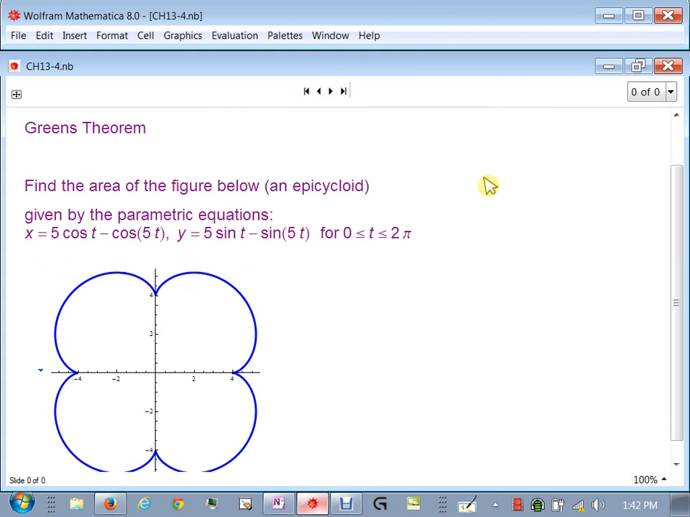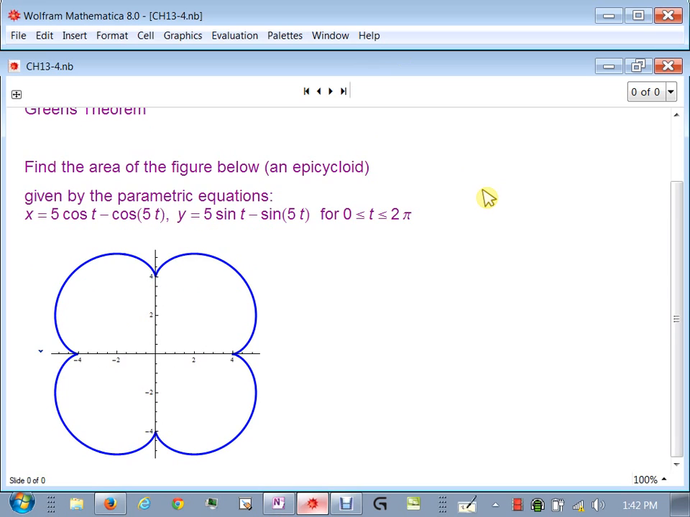Okay, now let's appreciate the formula here, or the whole idea of finding the area using a line integral. Find the area of the figure below. An epicycloid given by the parametric equations x equals 5 cosine t minus cosine 5t, and so on, t is from 0 to 2 pi. So if I want to find the area enclosed by this, if I use a double integral like we did with the circle just a second ago, I would need a way of defining these regions, right? Is this a polar region?